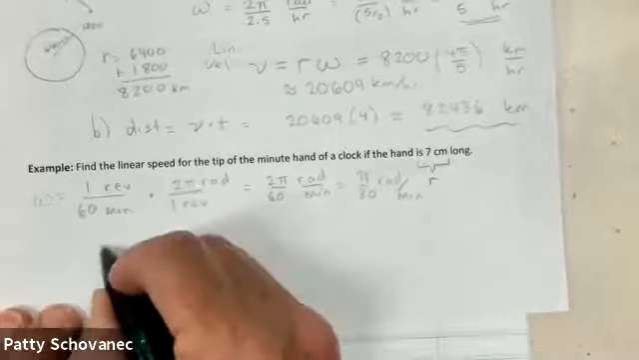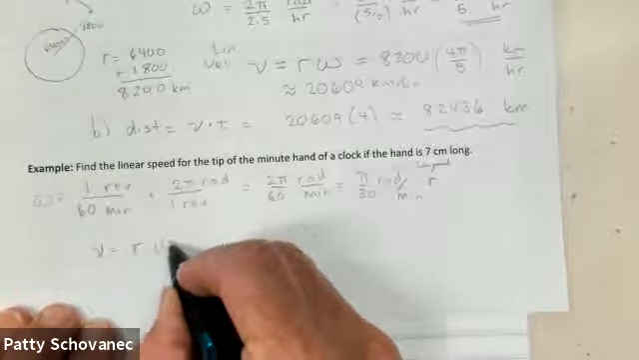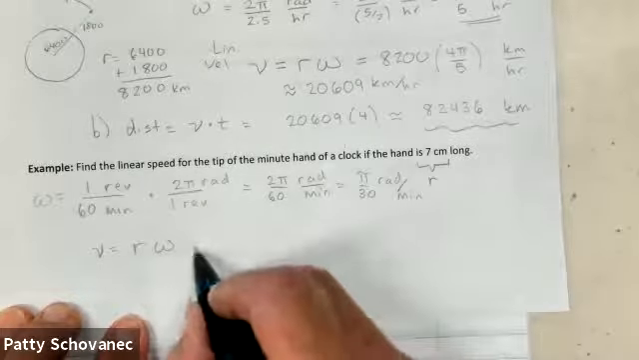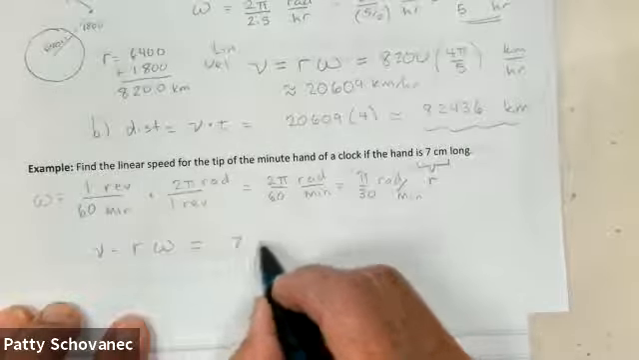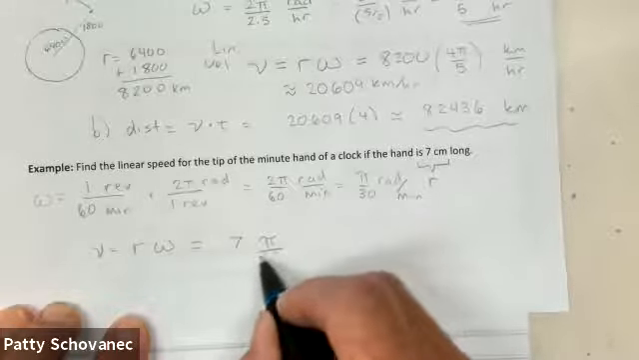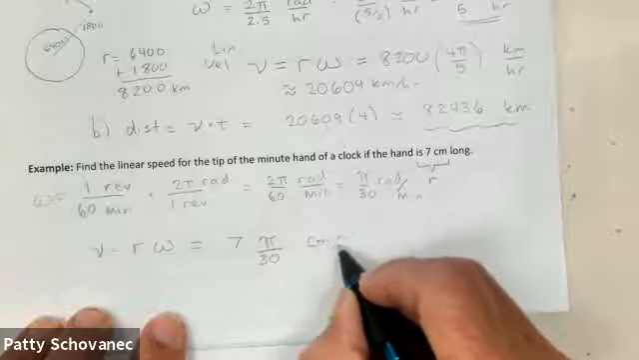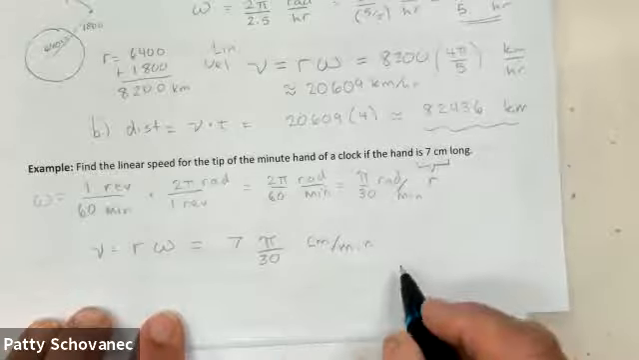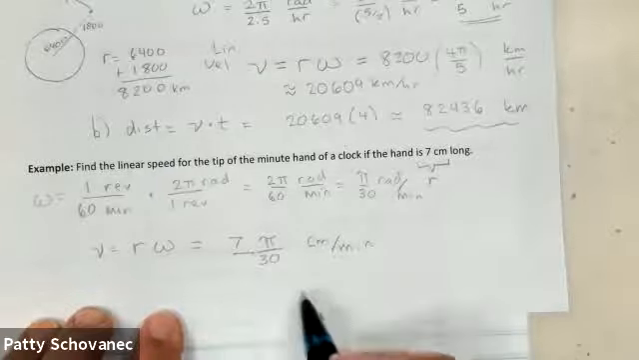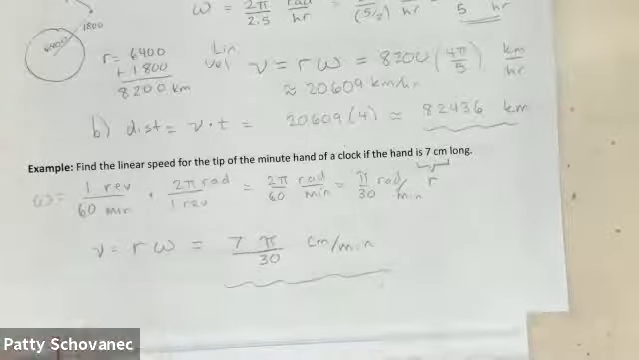So the linear speed is the radius times the angular velocity. Our radius was 7 centimeters. Our angular velocity is pi over 30. And so now this is going to be in centimeters per minute. 7 pi over 30 centimeters per minute. I didn't write that as a decimal.